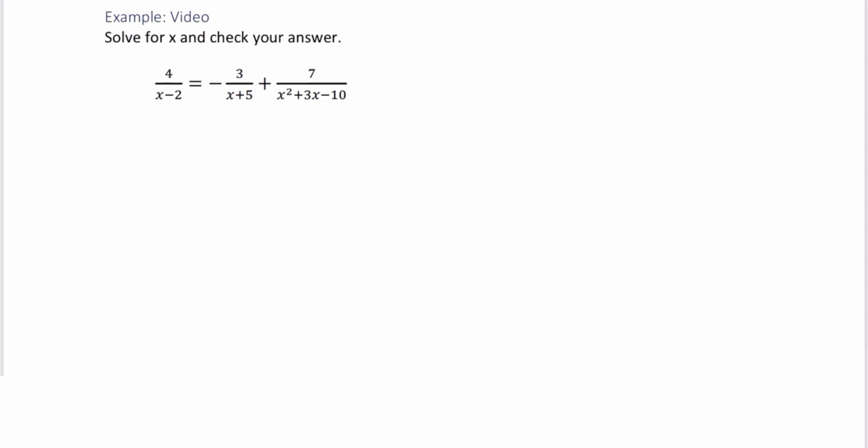Notice in this example, one of the denominators on the far right is a quadratic. To help us get started, it may be best to factor that first. To factor that, you want to find two numbers that multiply to negative 10 and add to 3. That is positive 5 and minus 2.